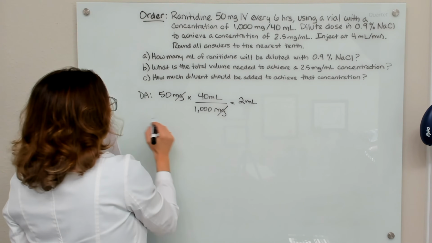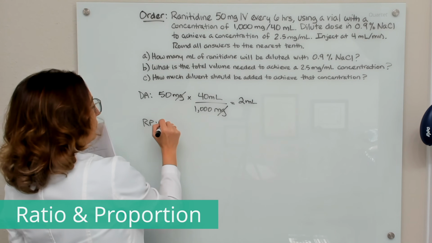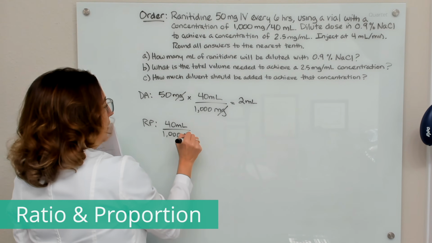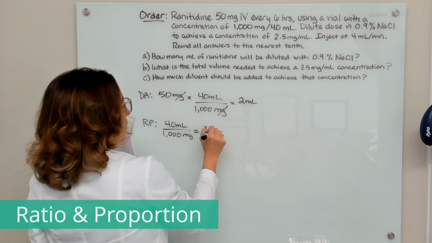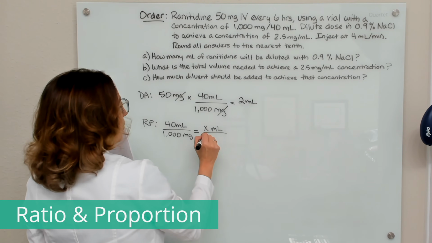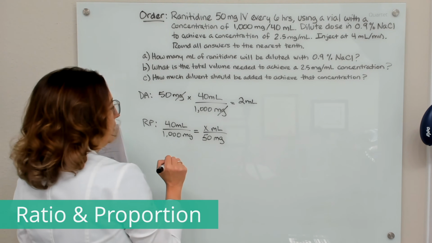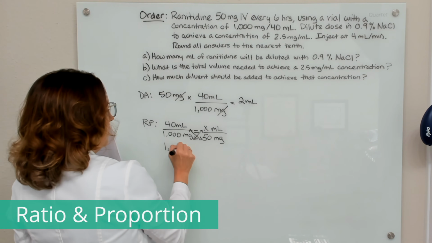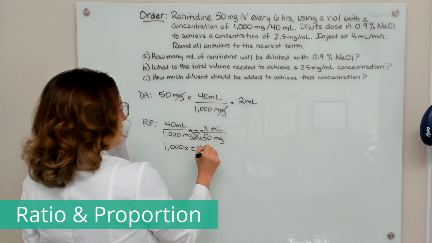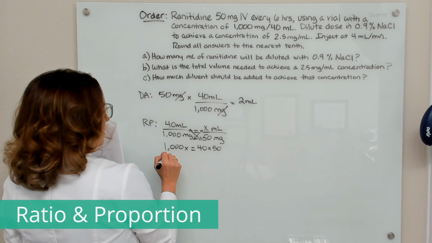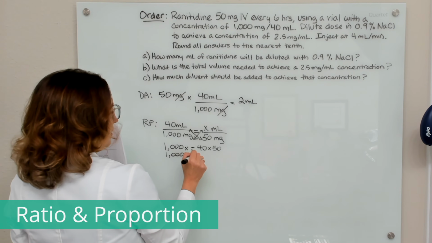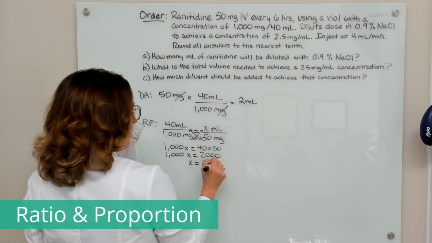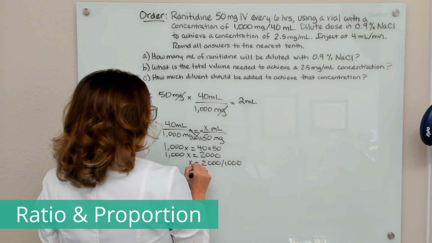All right, and we can do the same thing with ratio and proportion. We would write down our concentration on one side of the equation, and then we would write down the unknown value and what is ordered on the other side of the equation. And then we would do our cross multiplication. So we have 1,000 x equals 40 times 50. And then we're going to solve for x. So 1,000x equals 2,000. And then x equals 2,000 divided by 1,000. So x will equal 2.